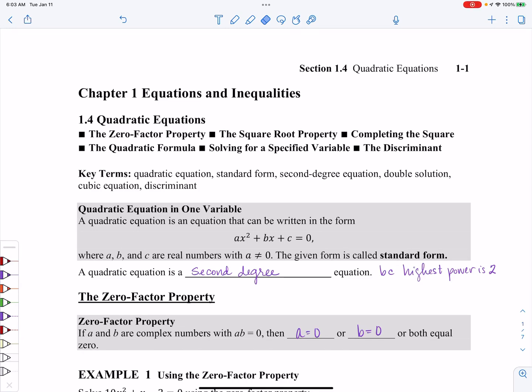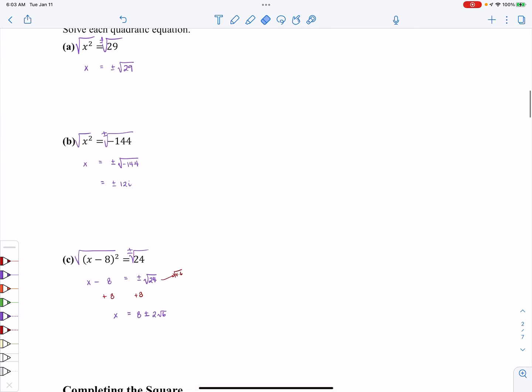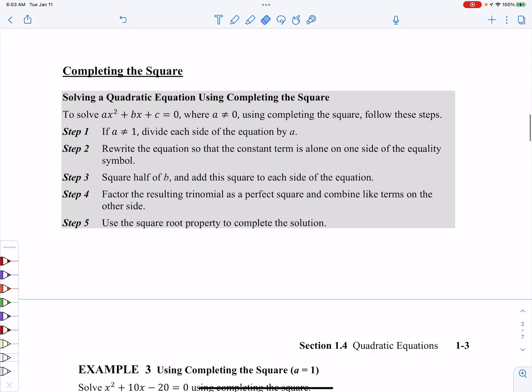Hey there folks, this is the second video in section 1.4. So if you'll scroll down in your notes to completing the square. All right, so the first thing I want to do is just walk through some steps for completing the square.